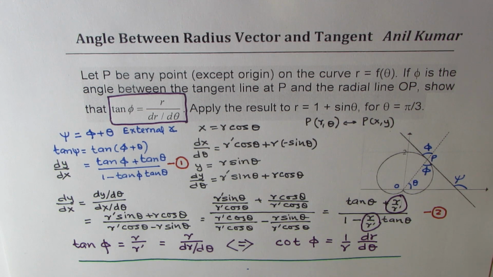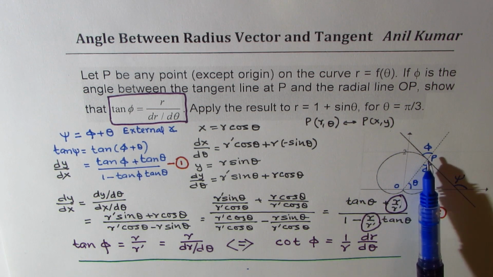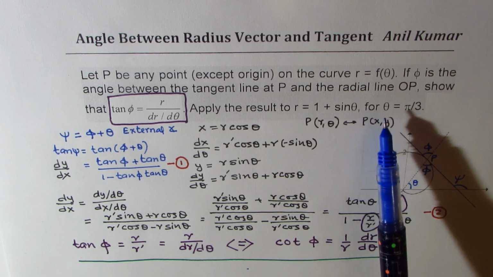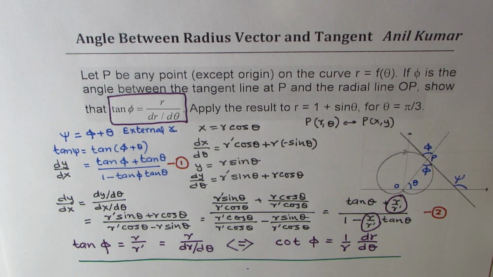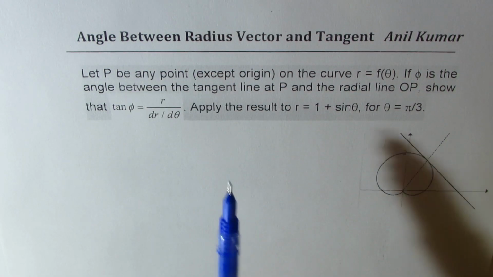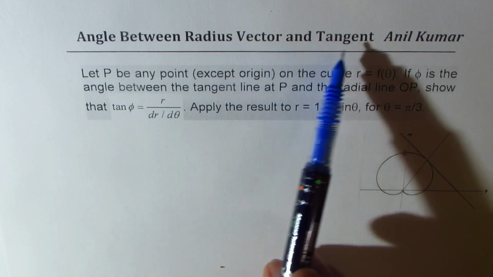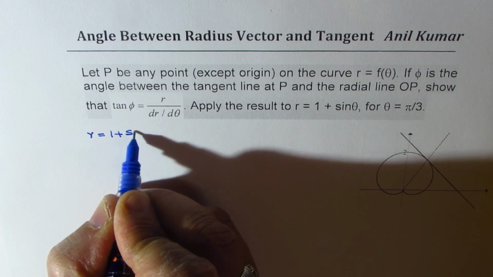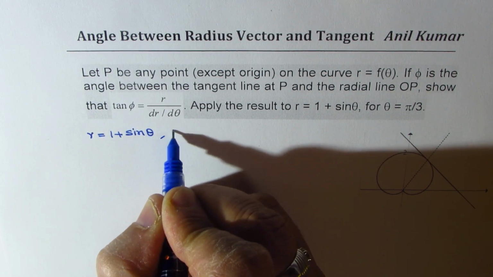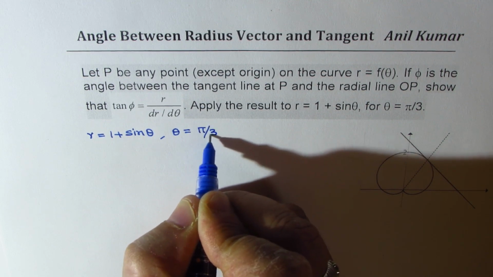Now, we'll take up this derivation from here, tan phi equals r over dr d theta, and then find the angle between the radius vector and the tangent for theta equals pi by 3 for the given curve, right? So we'll do it in part 2 now. Now, let us try to find the angle between radius vector and tangent for r equals 1 plus sine theta, where theta equals pi by 3.